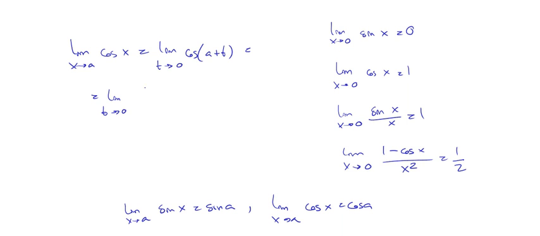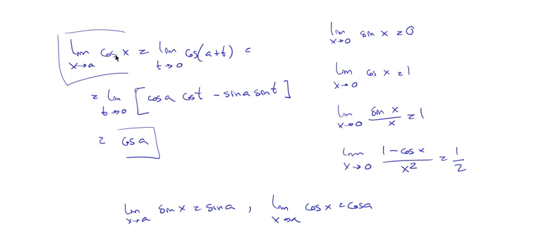formula for the cosine of the sum of angles, right? So we have the cosine of a times the cosine of t minus the sine of a times the sine of t, right? Now this is equal to the cosine of a times the limit when t goes to 0 of the cosine of t, which is 1, and then minus the sine of a times the limit when t goes to 0 of the sine of t, which is 0. Okay, so the limit when x goes to a of the cosine of x is the cosine of a, right? You can do the same thing with the sine using this strategy and the formula for the sum of angles, right?